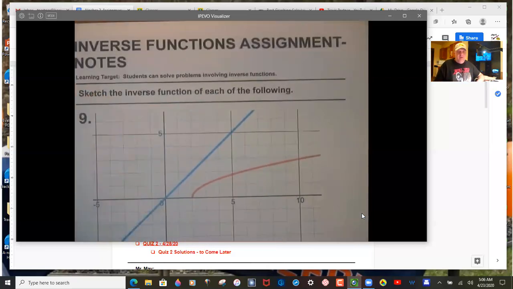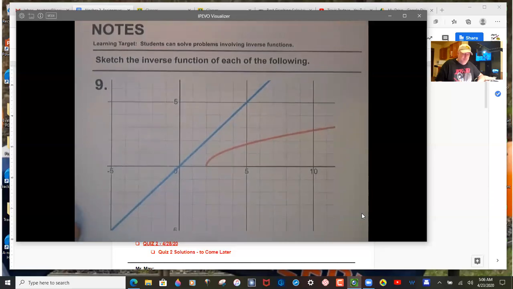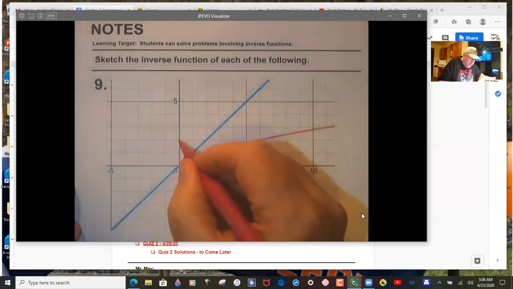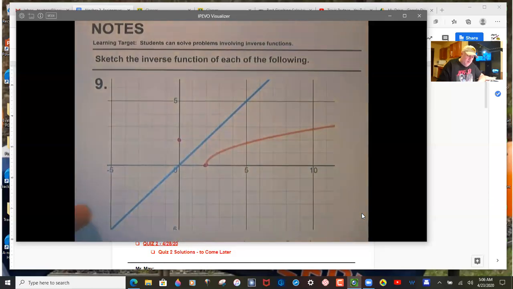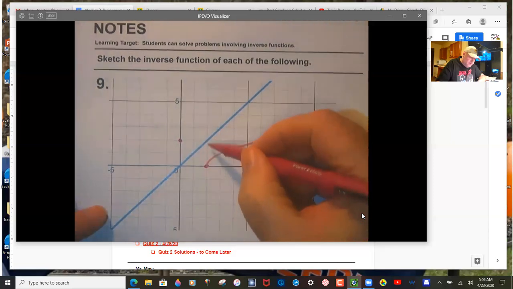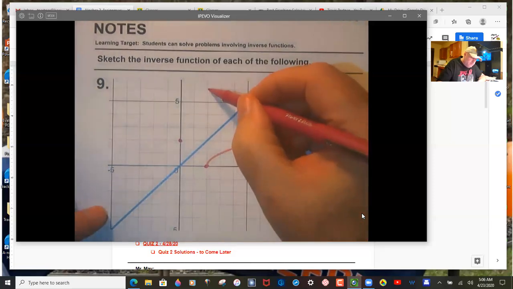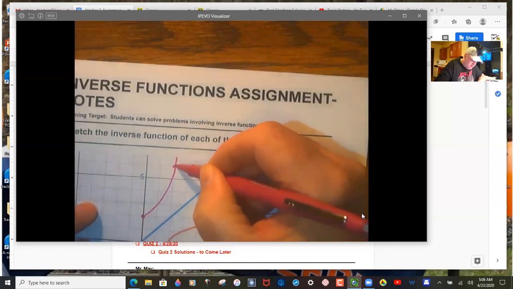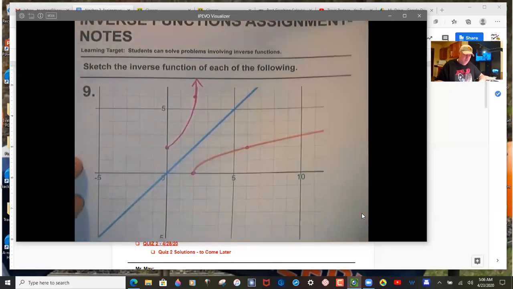So graphing an inverse, very simple. All you got to do is get a couple points. So the point 2, 0 goes to 0, 2. And find another one here. So 6, 2 is going to go to 2, 6. And then draw the nature of the graph. That's all you have to do. There it is. Pretty simple work.